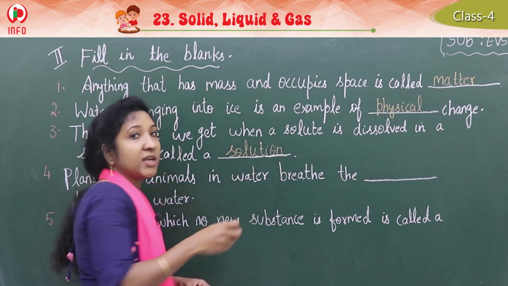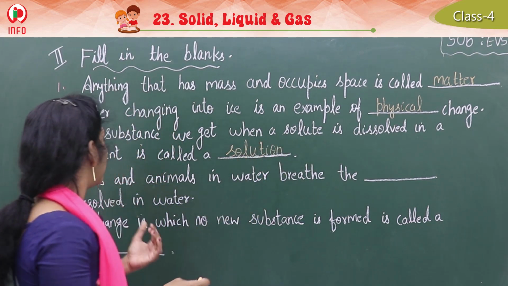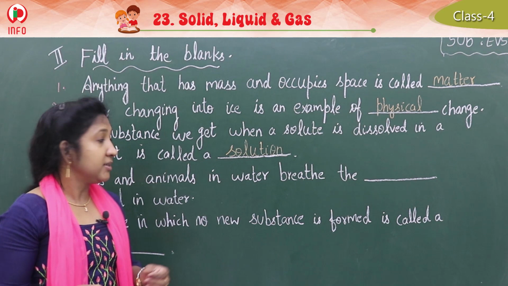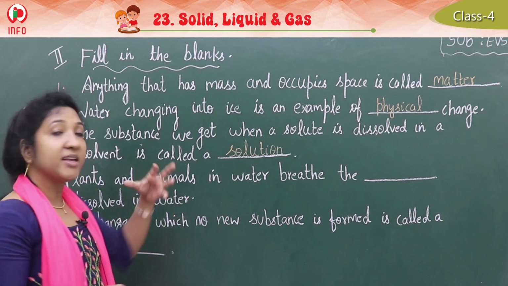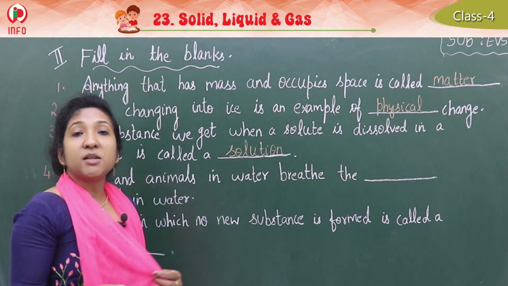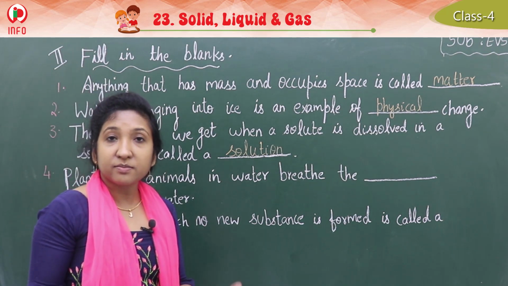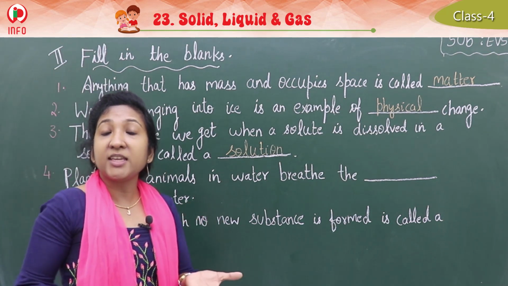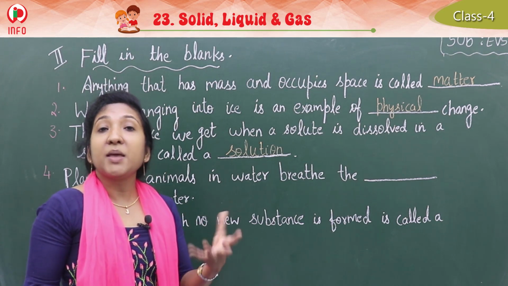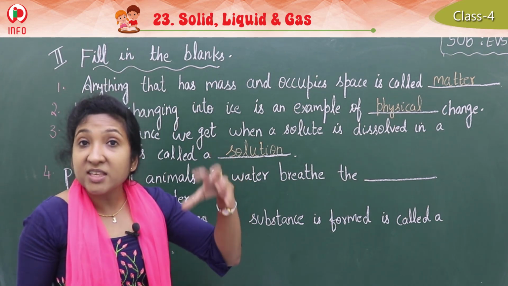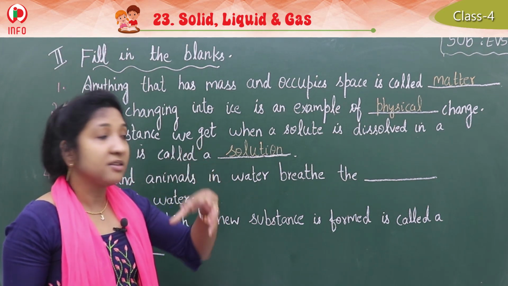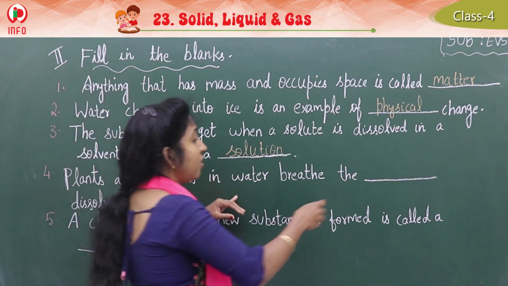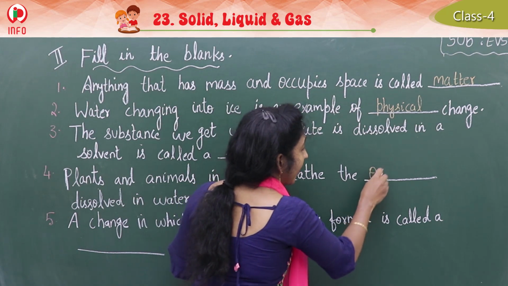Solution, solution. Now, fourth one, plants and animals in water breathe the dash dissolved in water. Plants and animals that live in the water, what do they need to live? They need to breathe, isn't it? So they breathe which gas? Yes, oxygen in the water. Oxygen dissolved in water. So, breathe the oxygen.